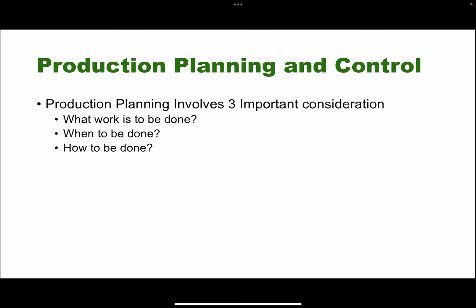And production planning involves 3 important considerations: what work is to be done, when it is to be done, and how it is to be done. Okay, so that means you need to decide the sequence of operations. What should be the operations to be done on the raw materials to get the product? And then you need to decide when each workstation should start the job. Each machine, you need to schedule the machines. You should schedule when the machine should be operated or stopped, and how exactly it is to be done. So these all come under production planning.